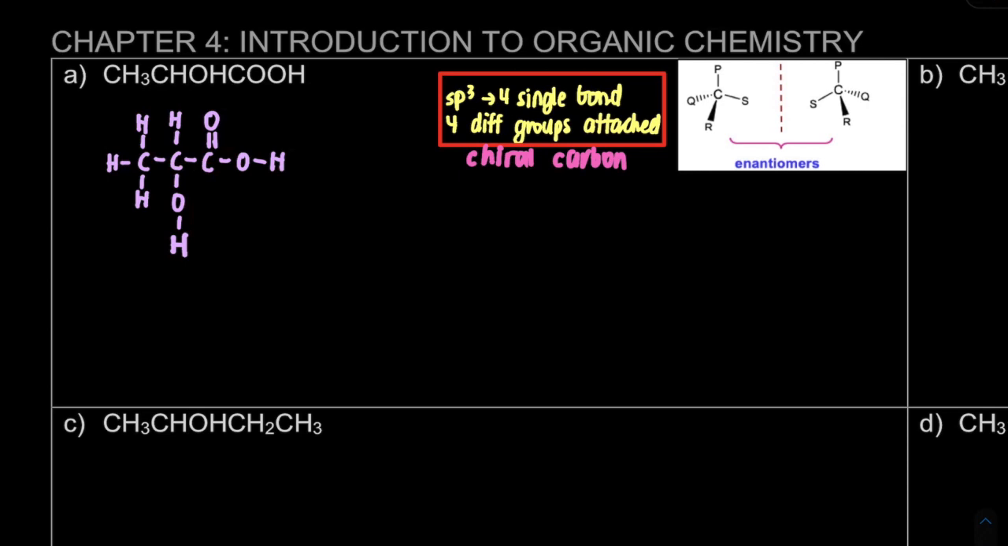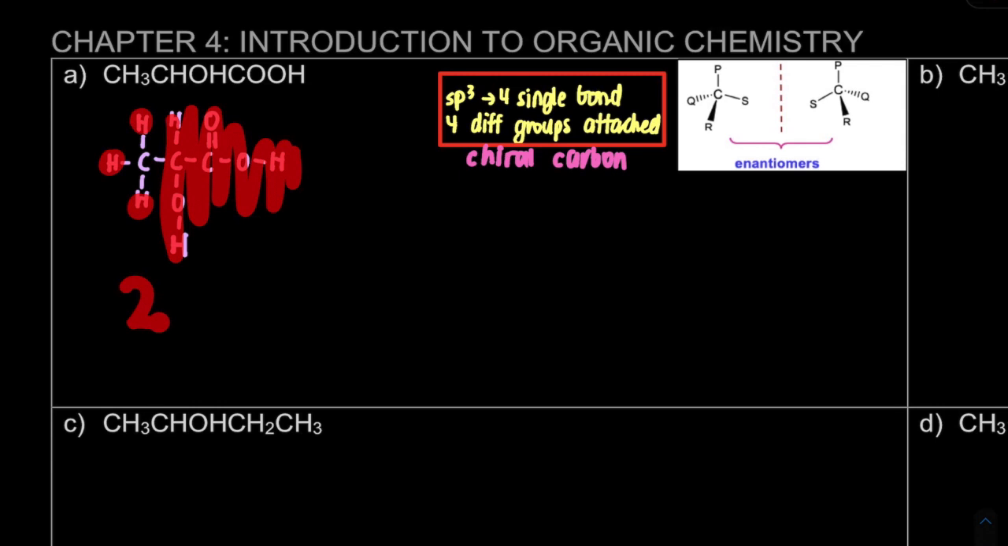For the first structure here, we have carbon. Does it have 4 single bonds? So we have 1, 2, 3, 4. Based on the carbon here, we can see it is attached to hydrogen, 1, 2, 3, and attached to all of this. So as we can see, it is only attached to 2 groups, because it is only attached to hydrogen and this structure.